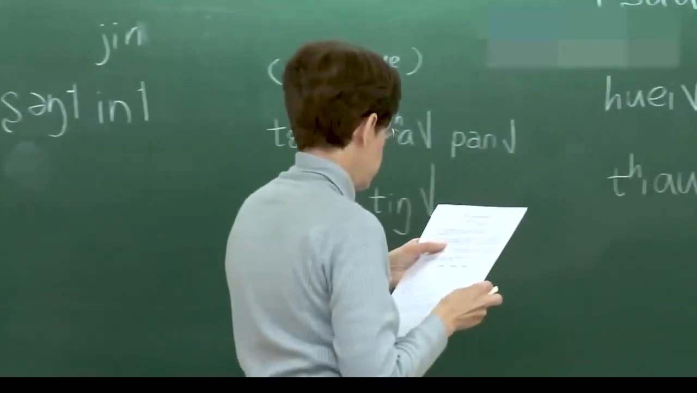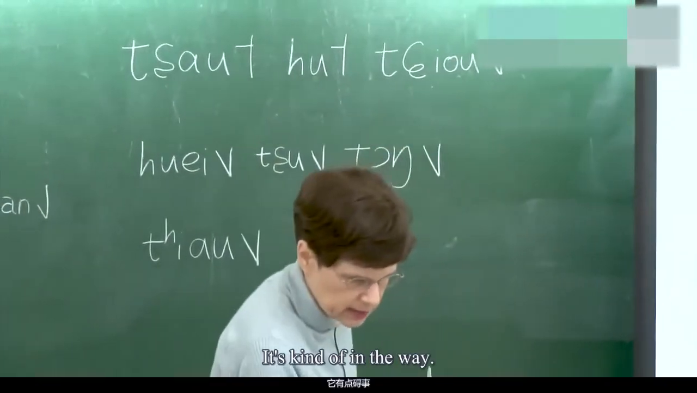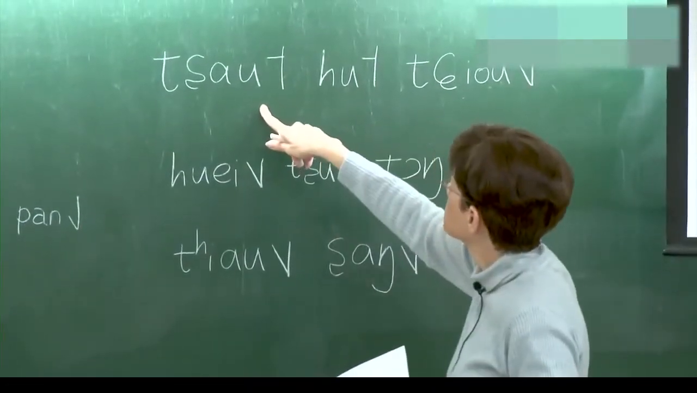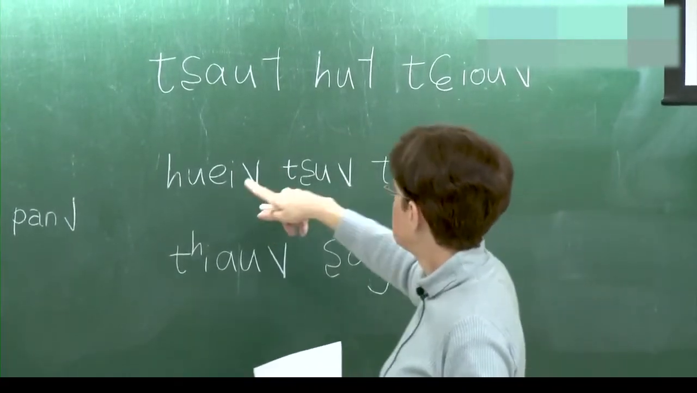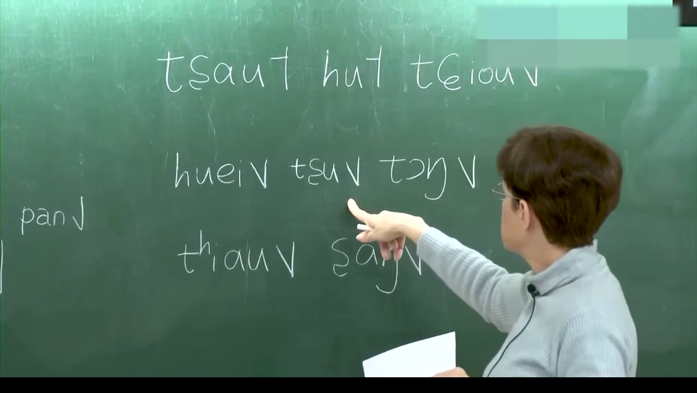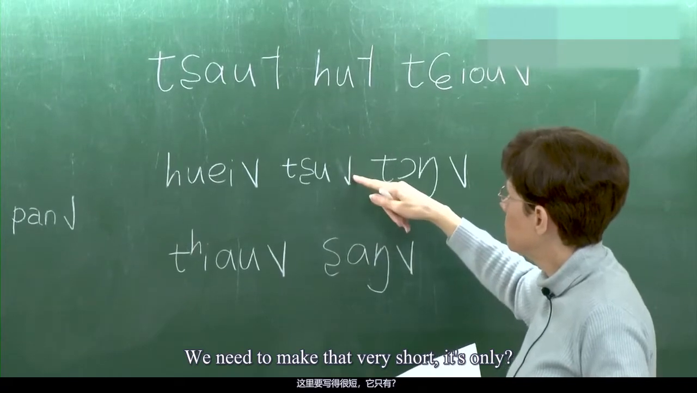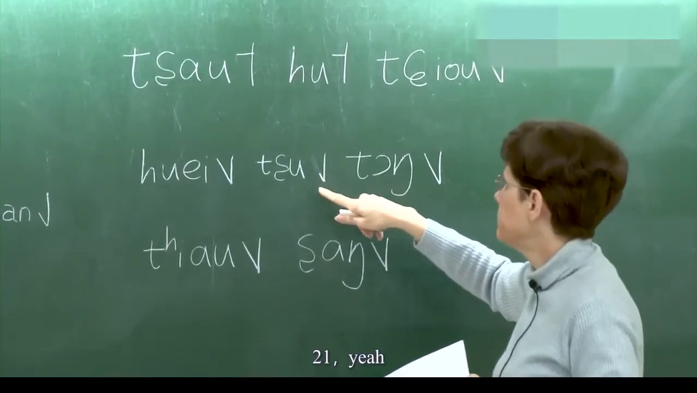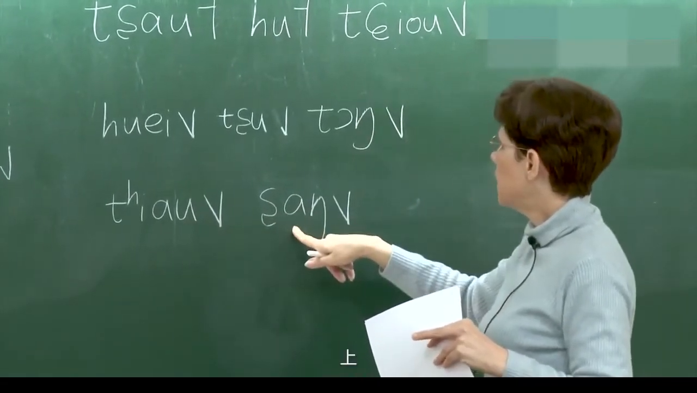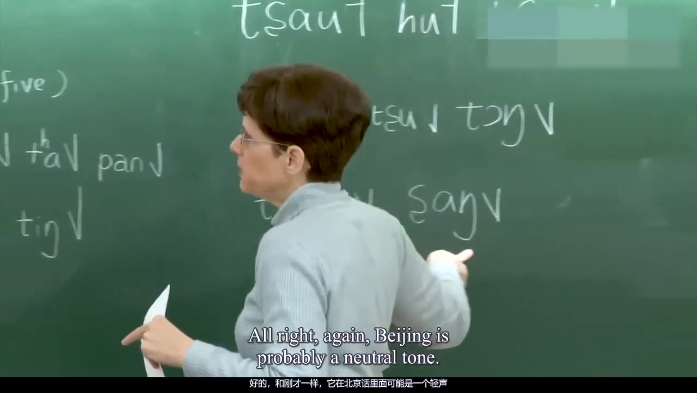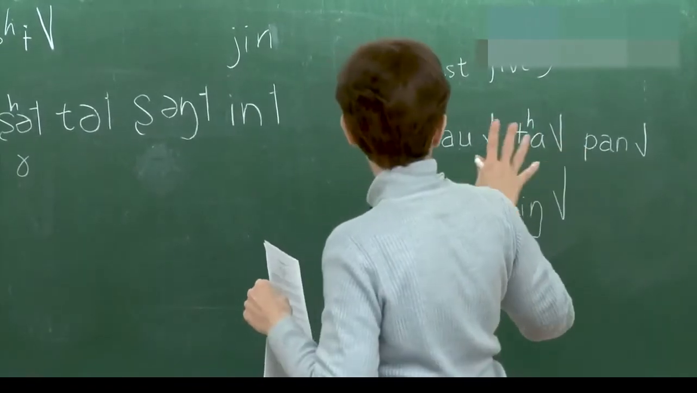Let's finish up. We're almost done. Yeah. 招. Excuse me, can I get rid of this now? It's kind of in the way. Do we want 住? We need to make that very short. It's only one. Yeah. 主动跳上. All right, again, Beijing is probably a neutral tone. 跳上. And only five characters left.